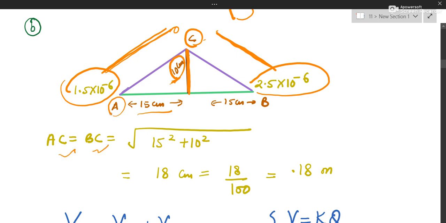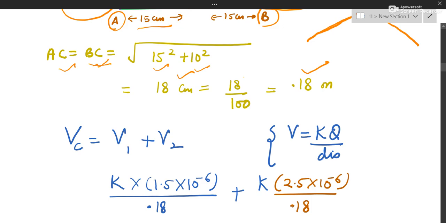You can see this hypotenuse and that hypotenuse, AC and BC, are both equal to the square root of perpendicular square plus base square. So you calculate it, it is approximately 18 centimeter. So this distance and this distance are both 18 centimeter.